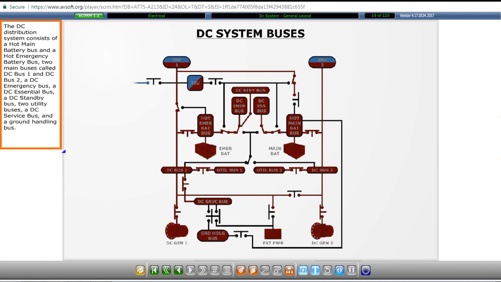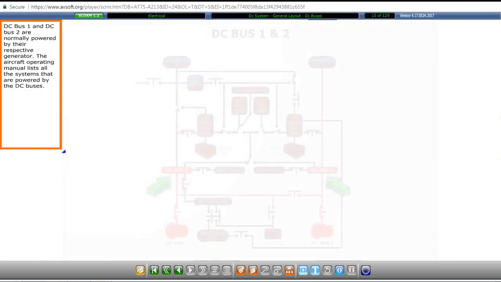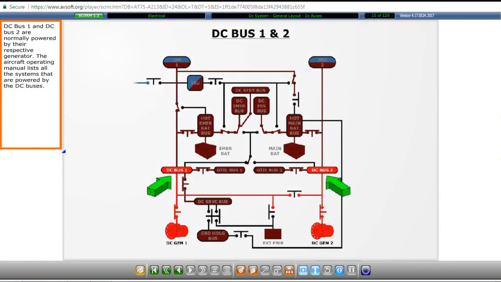The DC distribution system consists of a hot main battery bus and a hot emergency battery bus, two main buses called DC Bus 1 and DC Bus 2, a DC emergency bus, a DC essential bus, a DC standby bus, two utility buses, a DC service bus, and a ground handling bus. DC Bus 1 and DC Bus 2 are normally powered by their respective generator. The aircraft operating manual lists all the systems powered by the DC buses.